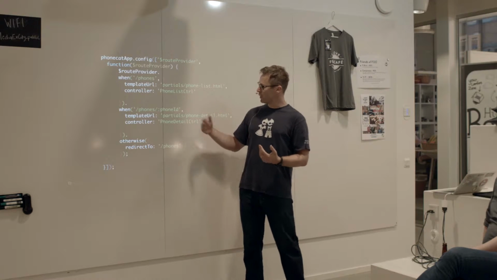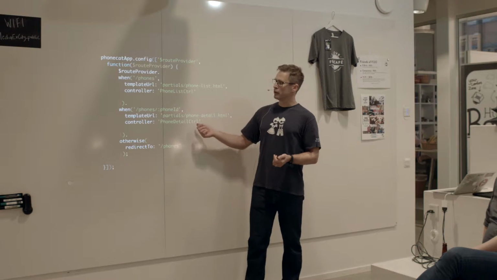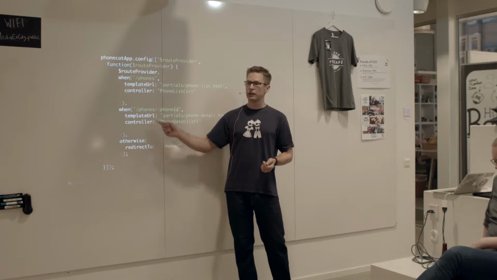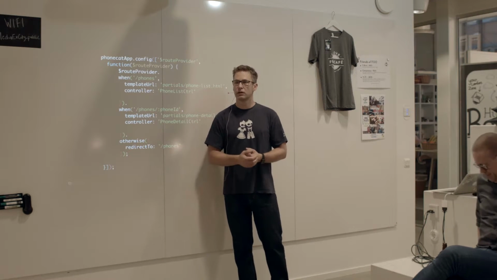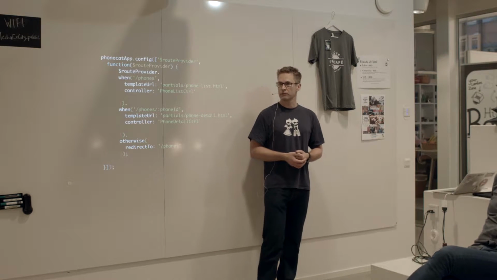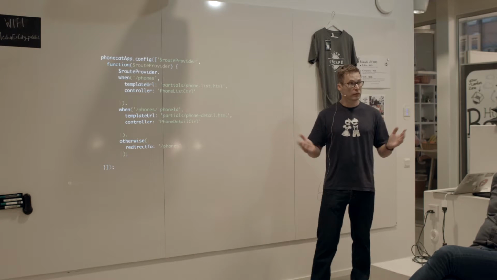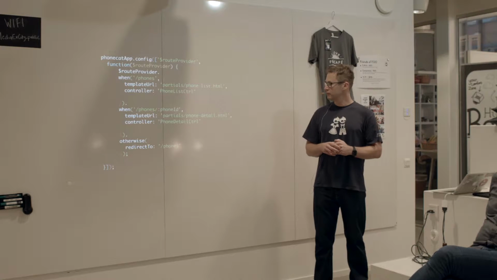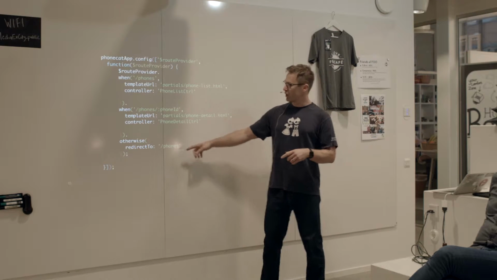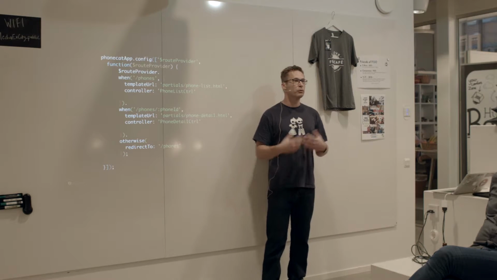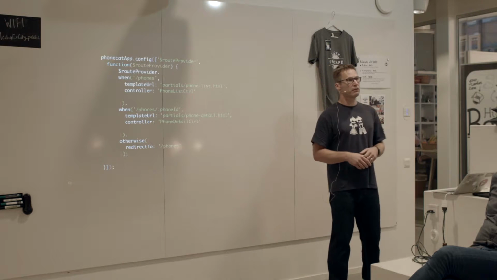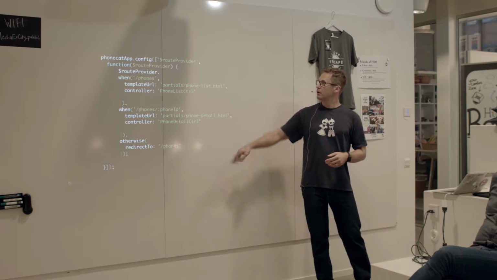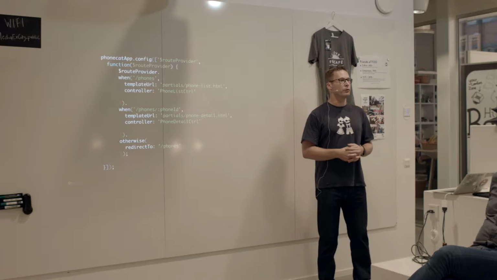And also, if you want to show the detail of a phone, the URL in the browser will change correspondingly. Nothing strange here? Everyone understands the logic behind this? And the otherwise is that if you go to a URL on your application that is not handled here, you will be redirected to the main one.